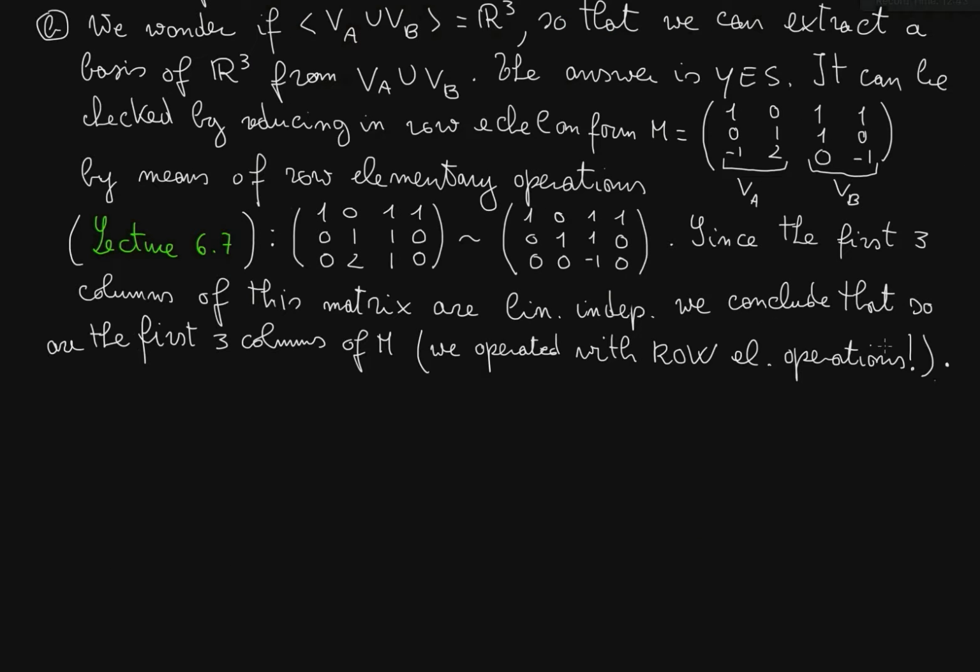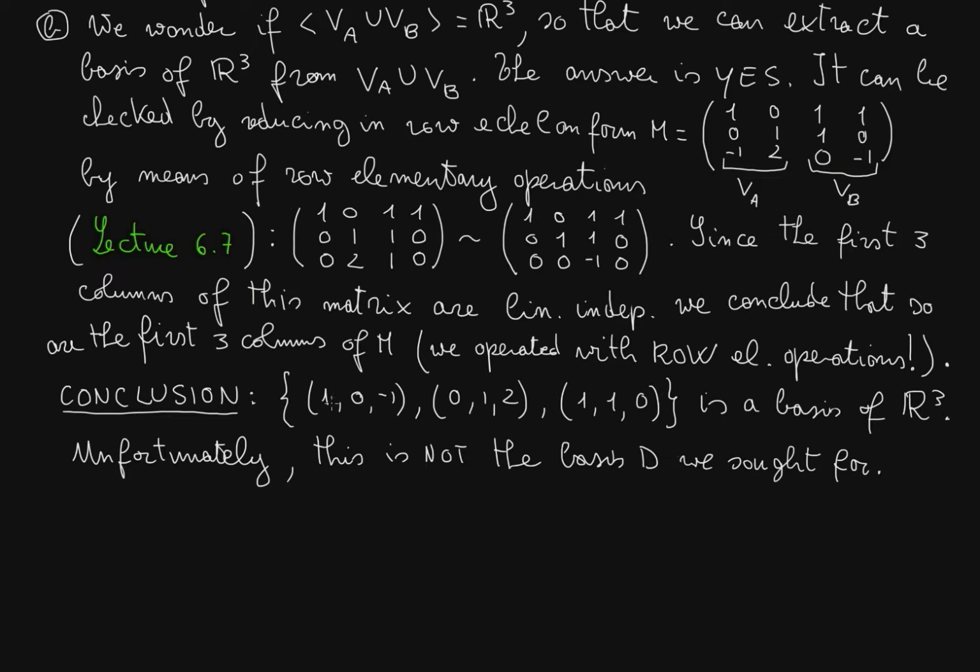So summing up, we have shown that the vectors (1, 0, negative 1), (0, 1, 2), and (1, 1, 0), where the first 2 are the basis of A, and the third is the first vector of a chosen basis of B, form a basis. So this set of 3 vectors is a basis of R3. But unfortunately, this is not the basis D we are looking for. Why is that?